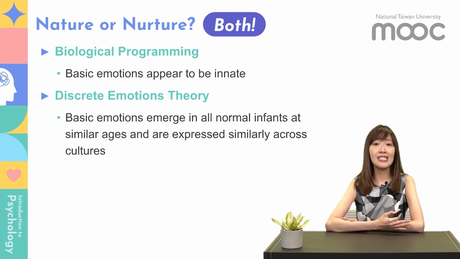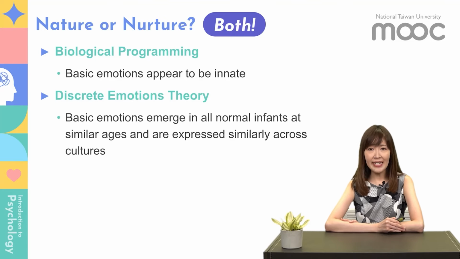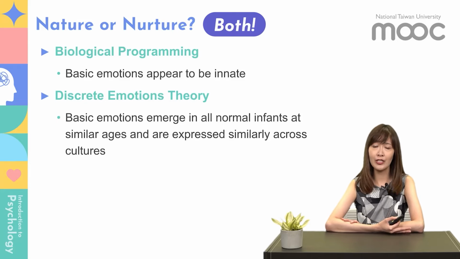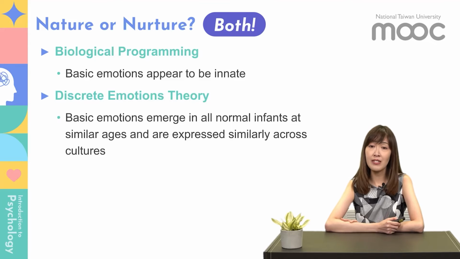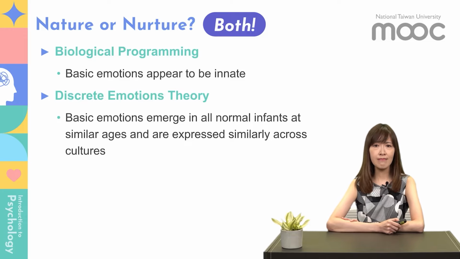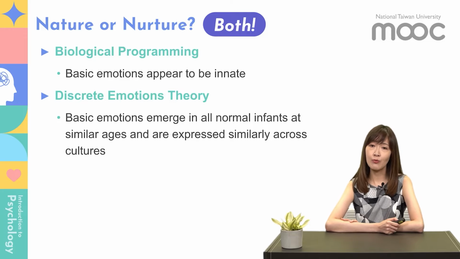According to the discrete emotions theory, our basic emotions seem to be biologically programmed. For example, crying. Crying seems to have the same meaning across cultures. We know crying means that the baby is hungry, or the baby is hurt, or maybe the diapers need to be changed. So it seems to have the same meaning in different countries, in different cultures, and it shows up at about the same time for all the normal babies. So according to this theory, our basic emotions seem to be biologically programmed. They are innate. However, nurture also plays a role.